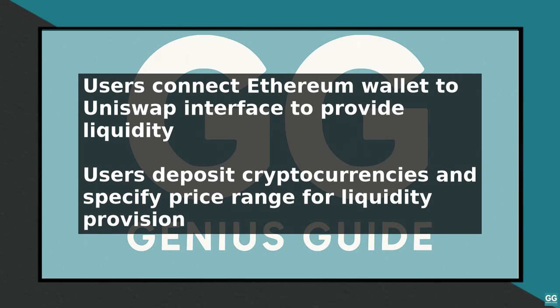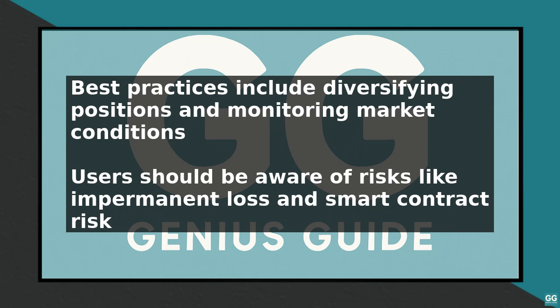Best practices for using Uniswap V3 include diversifying your liquidity positions across multiple pools and price ranges, monitoring your positions regularly, and adjusting them as market conditions change. It's also important to be aware of the risks associated with providing liquidity, including impermanent loss and smart contract risk.